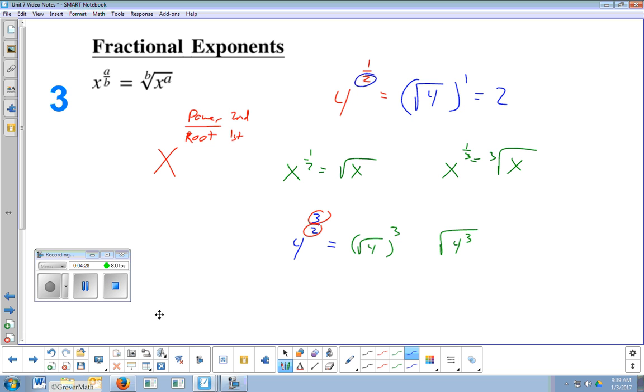So this is square root of 4 cubed. So the square root of 4, of course, is 2, and 2 cubed is 8. 2 times 2 times 2. Or I can think of it as the square root of 4 cubed, and 4 cubed is 64, and the square root of 64 is 8. So we see it does work both ways, but I tend to prefer to do the root first.